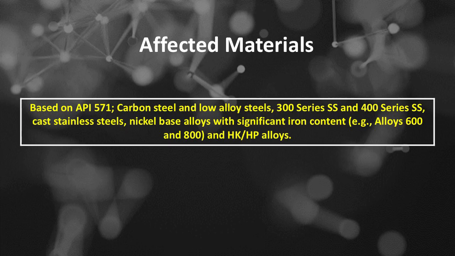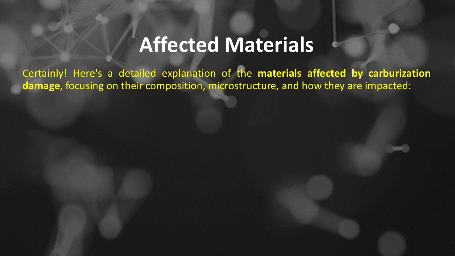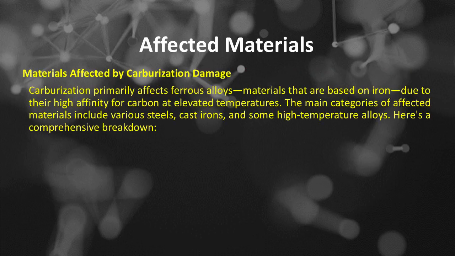Carburization damage affected materials based on API 571: carbon steel and low alloy steels, 300 series SS and 400 series SS, cast stainless steels, nickel base alloys with significant iron content, e.g., alloys 600 and 800, and HK/HP alloys. Here's a detailed explanation of the materials affected by carburization damage, focusing on their composition, microstructure, and how they are impacted.